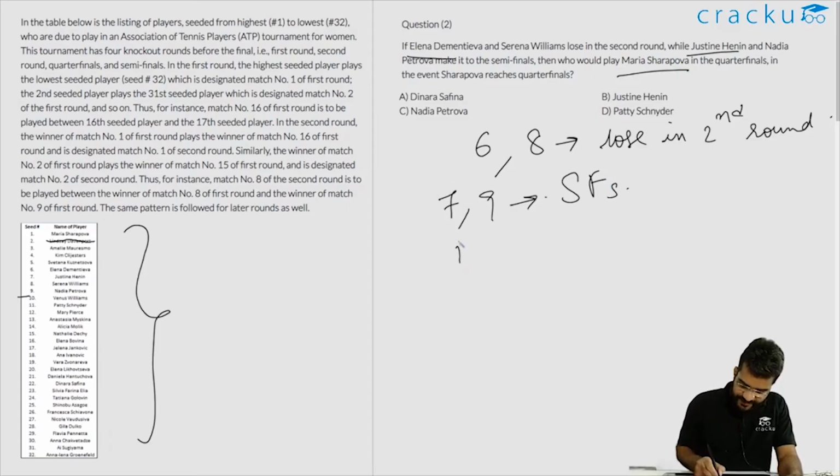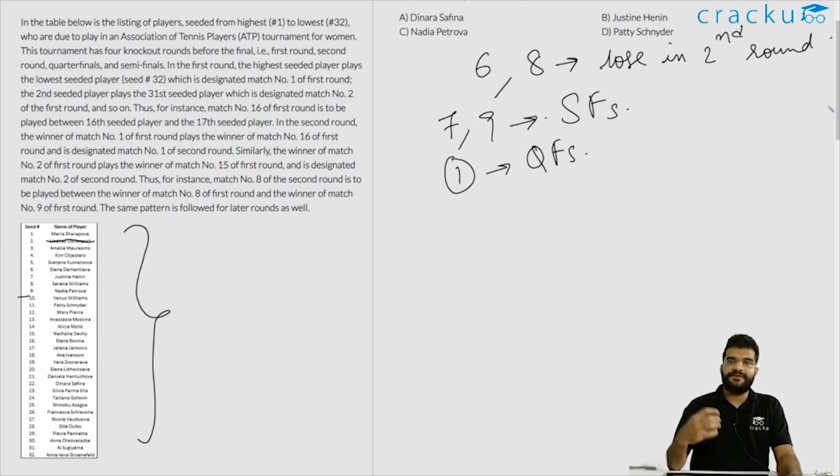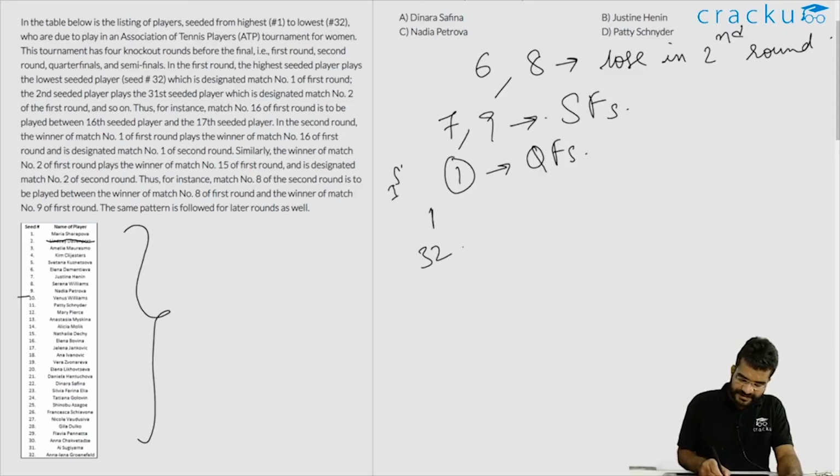Maria Sharapova is seed number 1. Who will she face in the quarterfinals, in the event that Maria Sharapova reaches the quarterfinals? So again, let us look at all the possible players that Maria Sharapova would face in the quarterfinals and see if, given the information that we have, we will be able to identify her potential opponent in the quarterfinals. So in the first round, we know that 1 faces against seed number 32. There is 2, 31, 16 and 17. So in the first round, 1 would face 32.